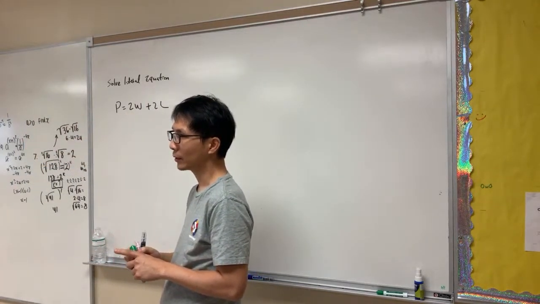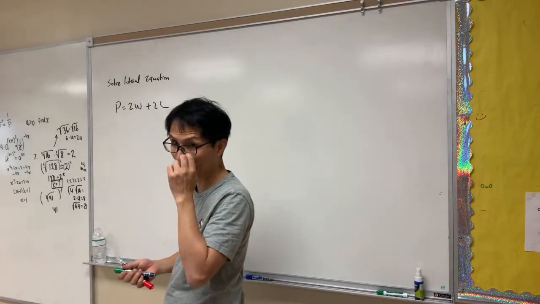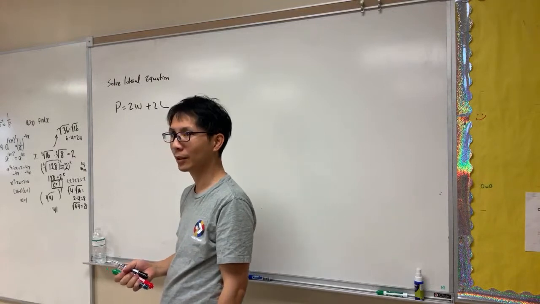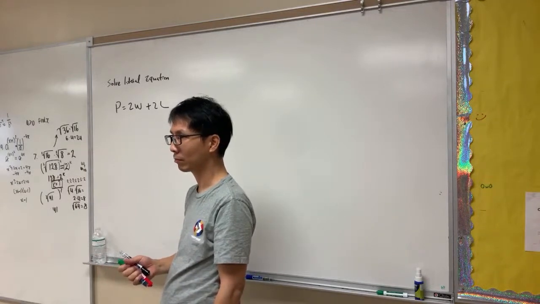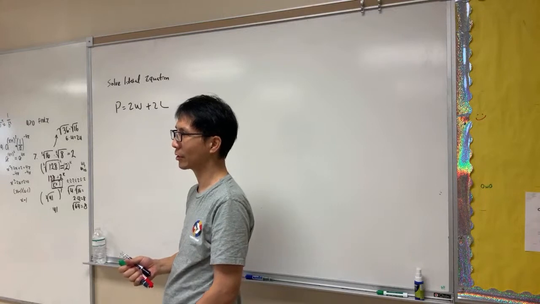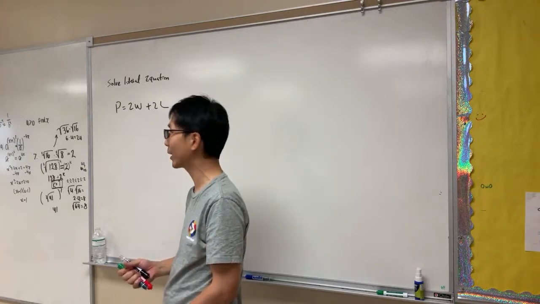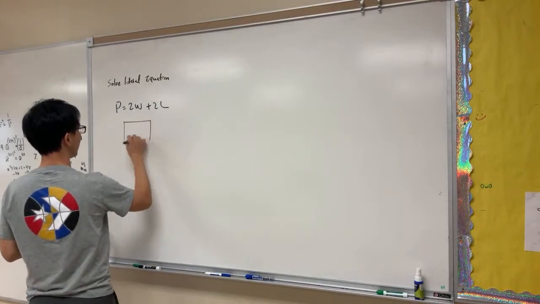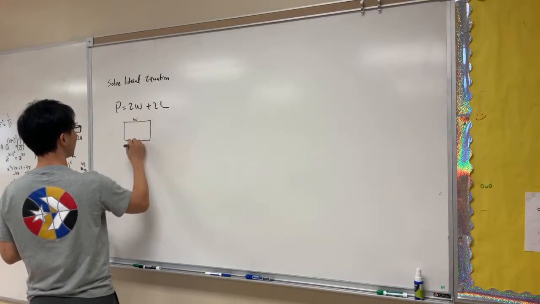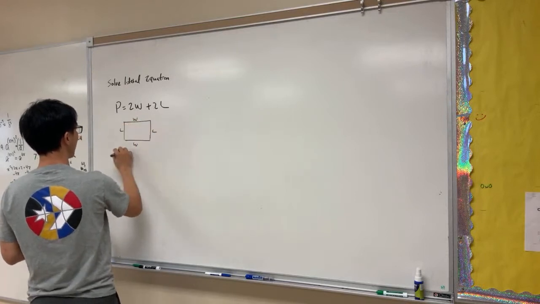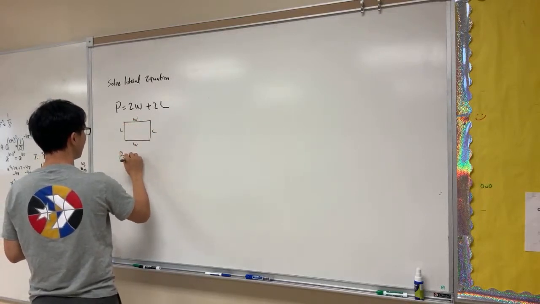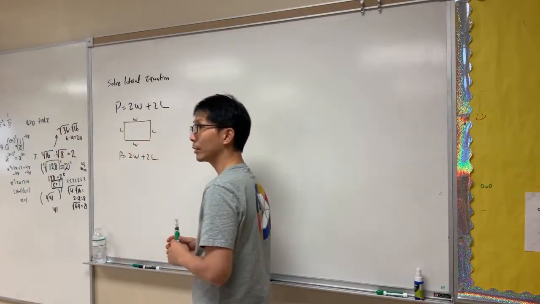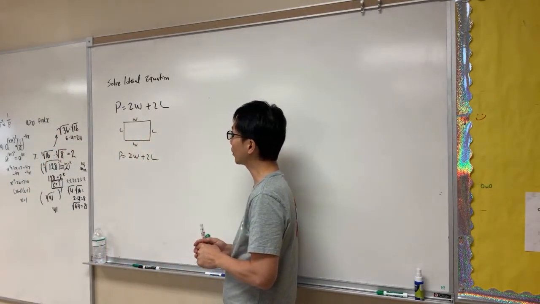What is it? Perimeter. Perimeter of what? The perimeter of a rectangle. So the perimeter of a rectangle is equal to 2W plus 2L. So P equals 2W plus 2L.